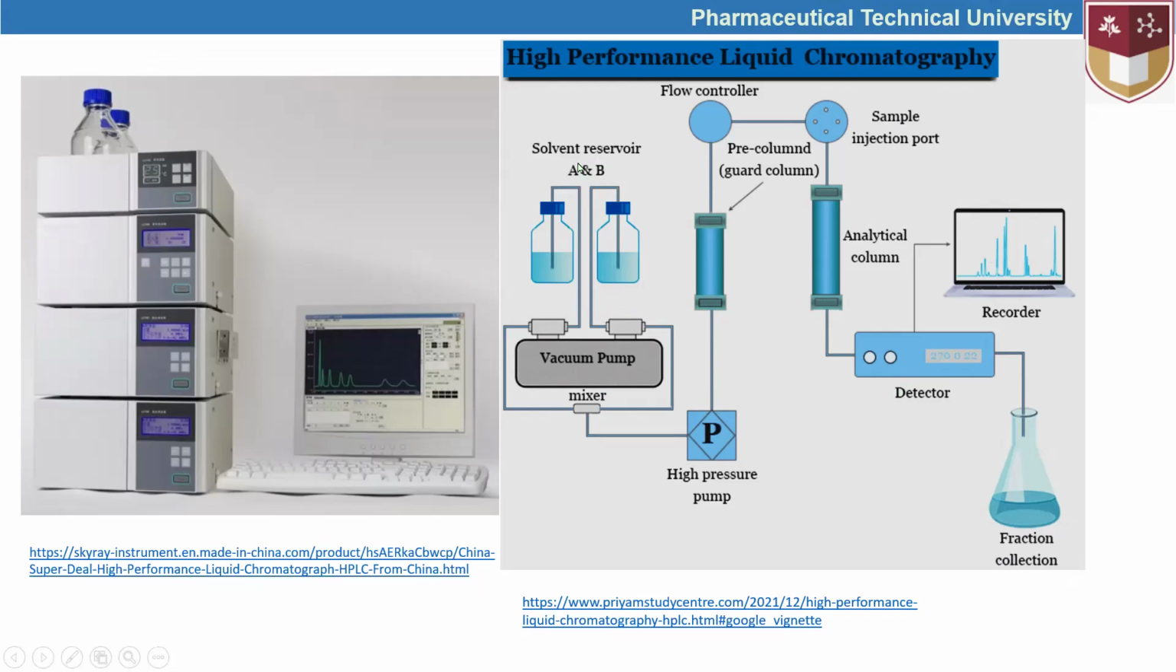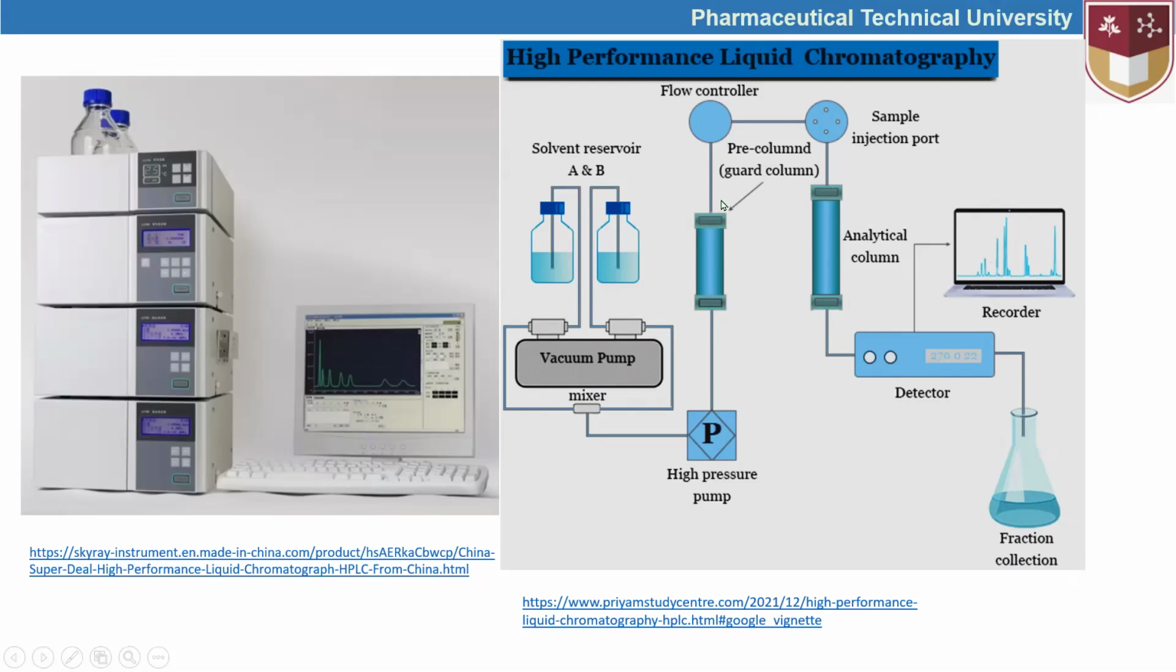From the solvent reservoirs, at least two are expected. These solvents are taken by using the vacuum pump. In isocratic mode, there could be one pump. In gradient regimes, two pumps are expected, or a pump that can take solvents from two reservoirs is provided, and then they are mixed under high pressure.